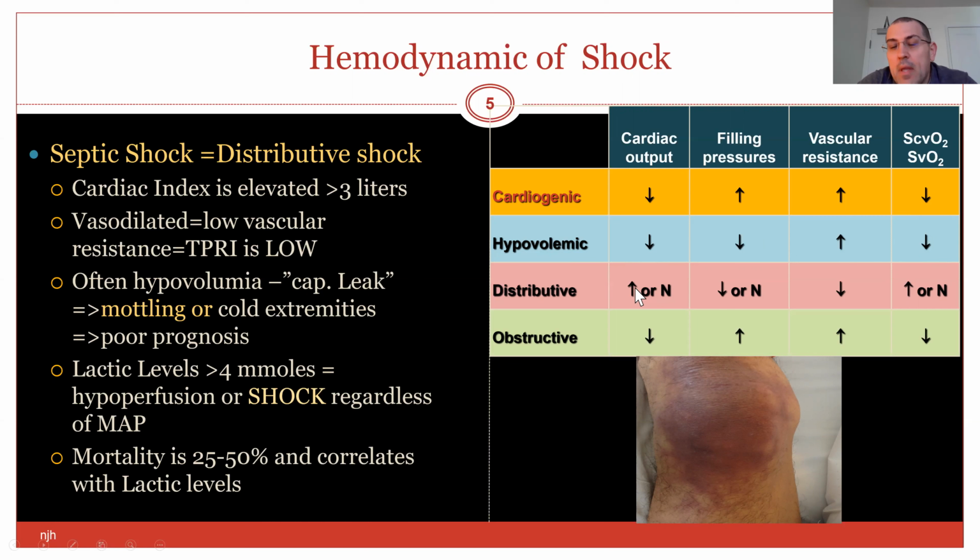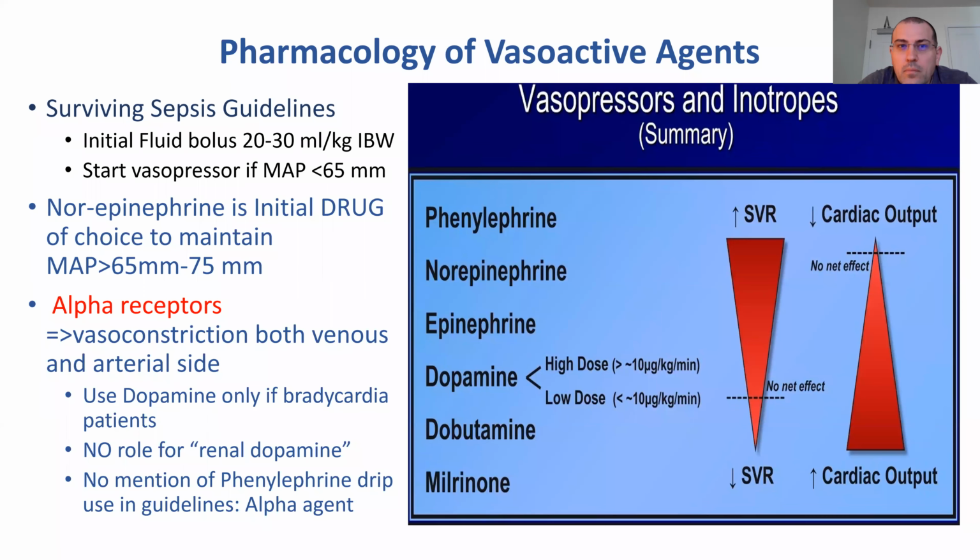In distributive shock, well, the real problem here is the decreased vascular resistance, and so the heart can try to compensate, and so you can have increased cardiac output. You can have normal or decreased filling pressures depending on how bad the shock is, and here SVO2 will be elevated again because of the shunt at the level of the capillaries. And then obstructive shock, you have a decreased cardiac output, often high filling pressures to try to compensate for the obstruction. The vasculature tries to compensate. You have an increased vascular resistance. And the SVO2 is decreased because you have a low cardiac index and low cardiac output.